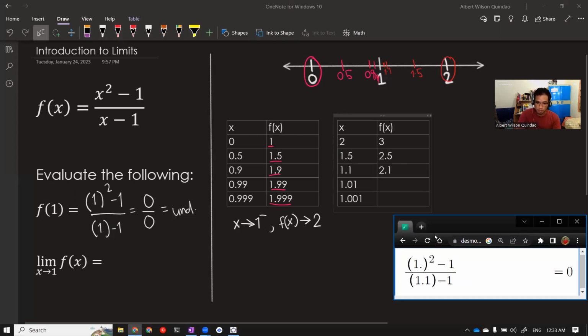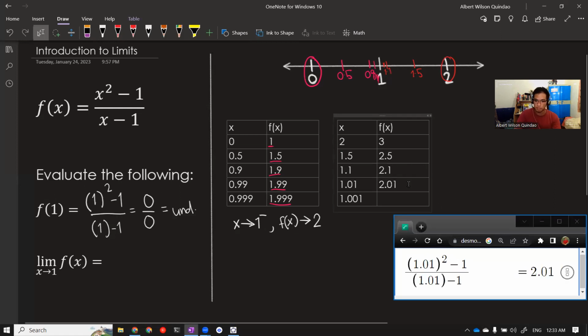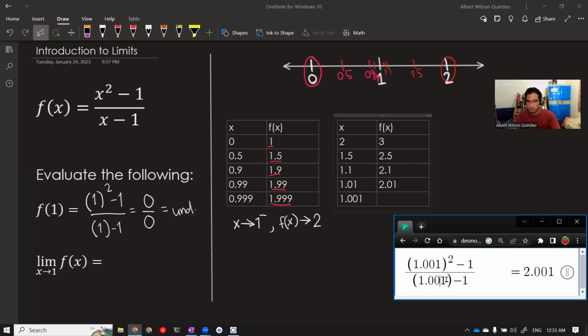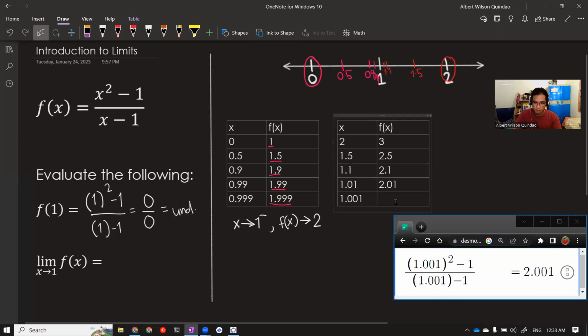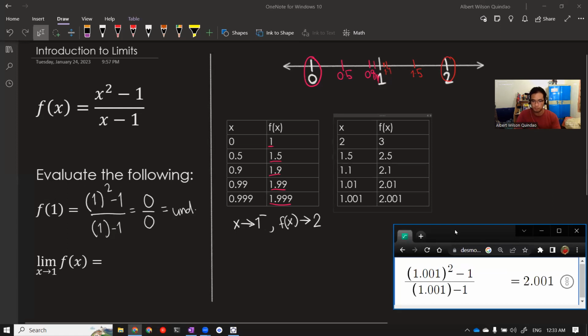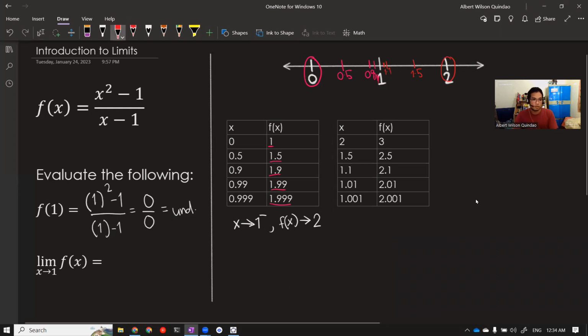Kapag naman siya ay, pag ang x ay 1.01, so 1.01, 2.01 yung function value. And last, kung siya ay 1.001, so sobrang lapit niya na kay number 1, yung function value natin ay 2.001. Okay? So yan, pwede na nating itago yung ating calculator. So again, as we can see, yung x natin ay papalapit siya ng papalapit kay number 1. Pero mula naman siya doon sa right direction or from the positive direction.